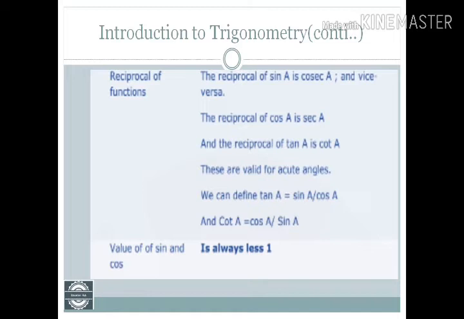Now the reciprocal functions of these: the reciprocal of sine is cosec and vice versa, likewise cos and sec, tan and cot. These are valid for acute angles. For all acute angles you get these formulas. Now tan A equals sine A by cos A, and cot A equals cos A by sine A. The value of sine and cos is always between 0 and 1, always less than or equal to 1.